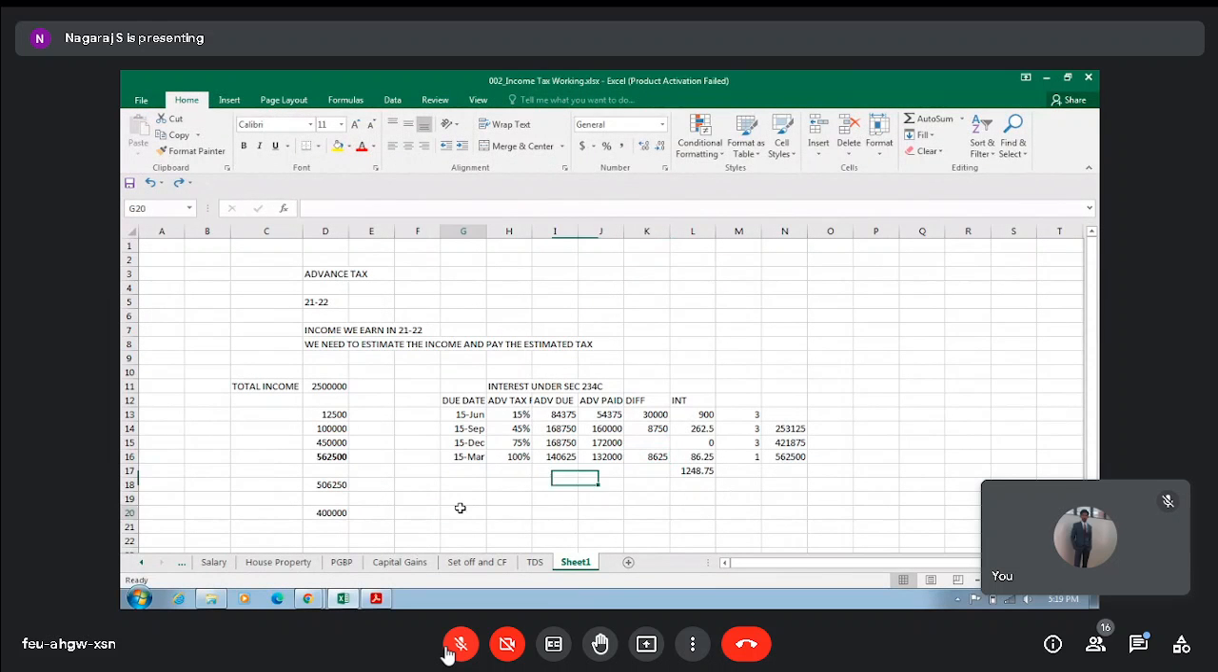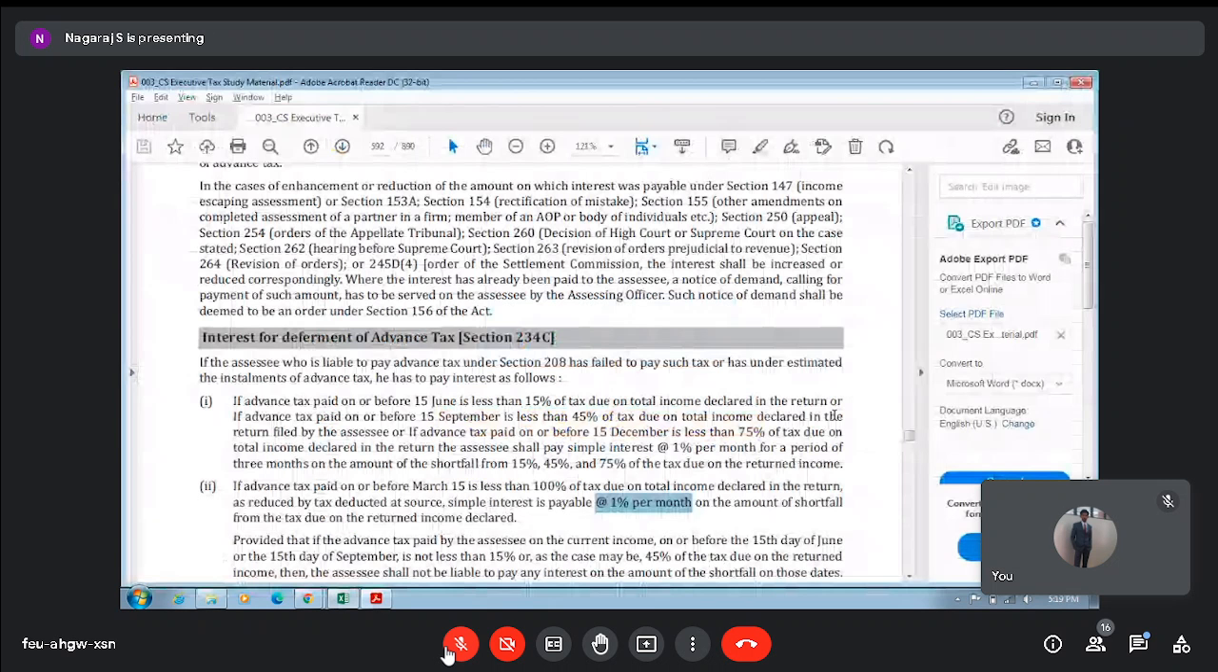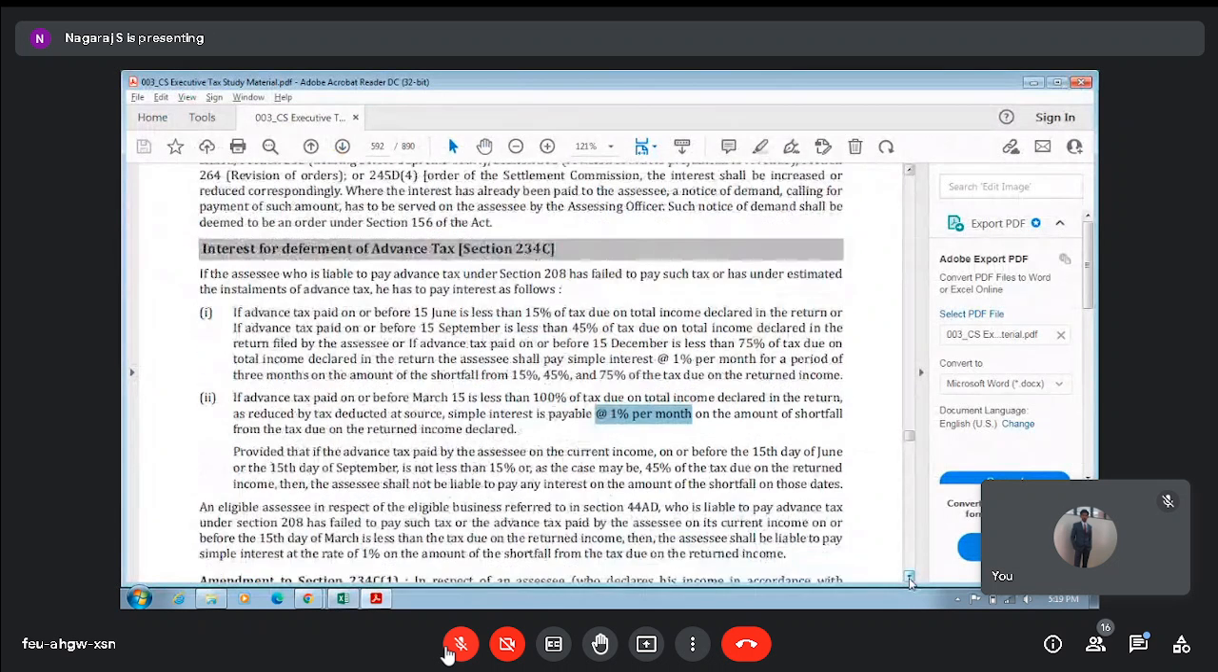There is a provision attached to this. Okay. What is that? In these first two cases. Whatever the amount due, that means 15%. If an assessee has paid 45%, 12% and 36%. Let me explain so that you will understand.